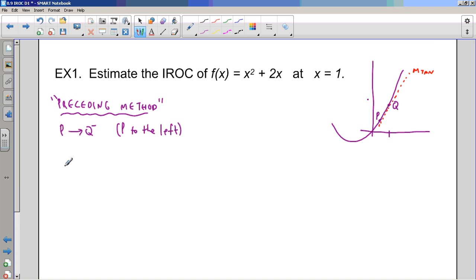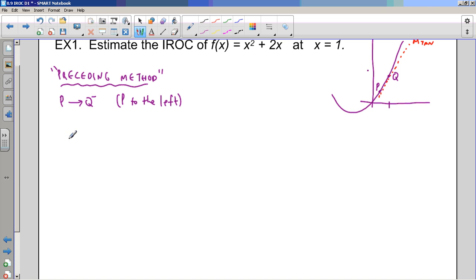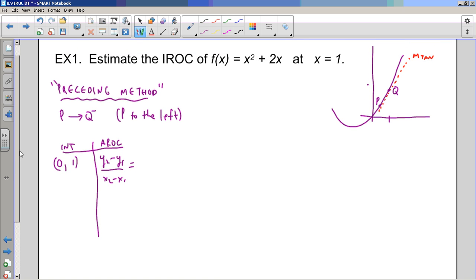So what might I try? Well, here's my interval, and here's my IROC. So if I try the interval from 0 to 1, so that means P has an x coordinate of 0, then I'd have my IROC, y2 minus y1 over x2 minus x1, going to be, well, I got to get out my calculator. Here, Q is the point 1, and then f at 1 is 1 squared plus 2, that's 3. So Q is (1, 3), and P is going to be changing.